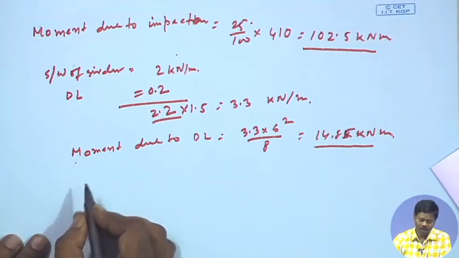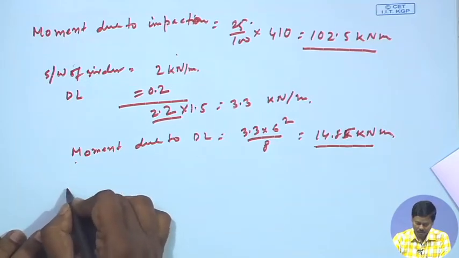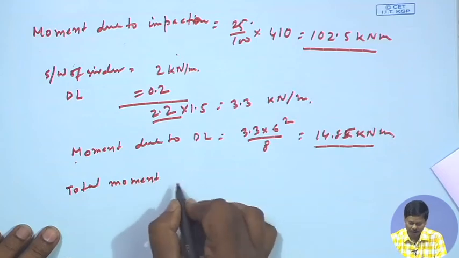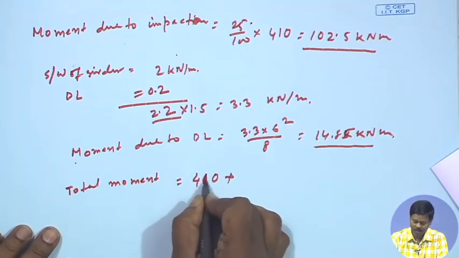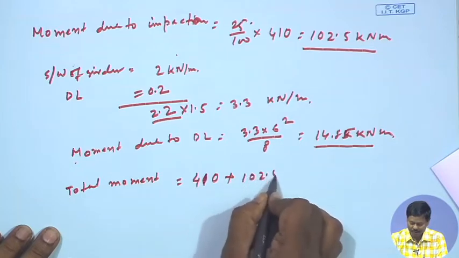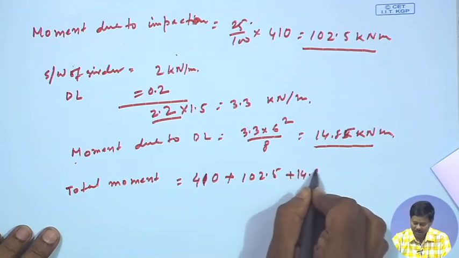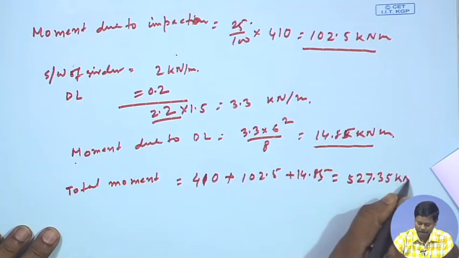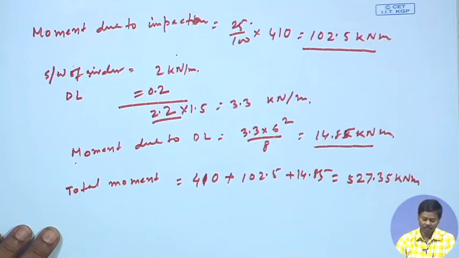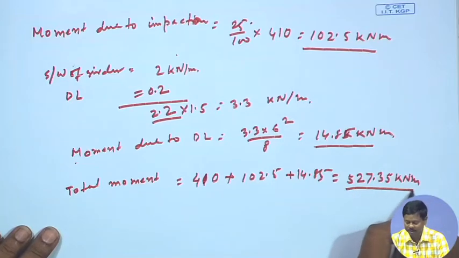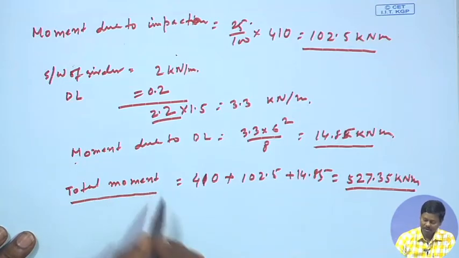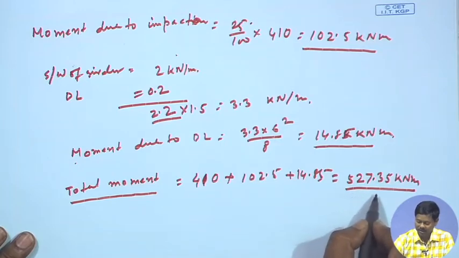Okay. So, we can find out now the total moment. So, total factored moment due to all vertical loads will be 410, that is the moment due to vertical load, 102.5 is due to impact, and 14.85 is due to self weight. Okay. So, this is coming to 527.35 kilonewton meter, right. So, total factored moment due to all vertical loads is coming to this, for which we need to design. Okay. So, for designing the girder, the maximum bending moment on the girder has been calculated as 527.35 kilonewton meter.